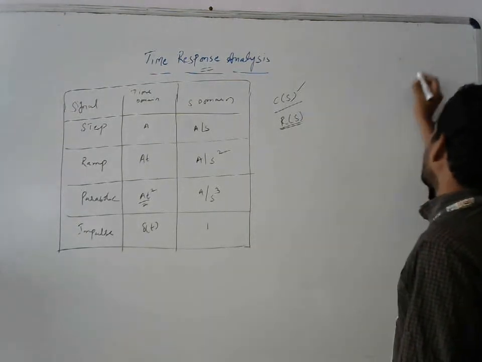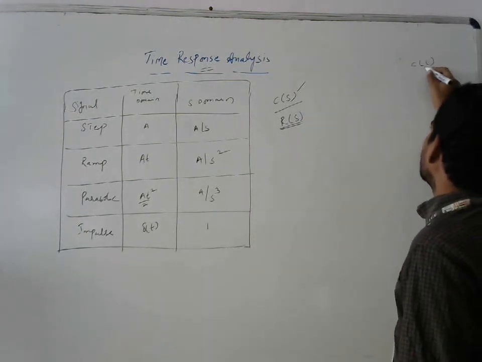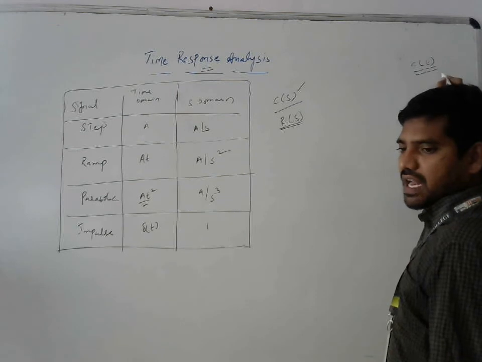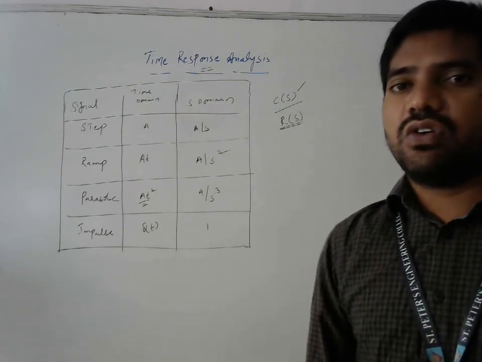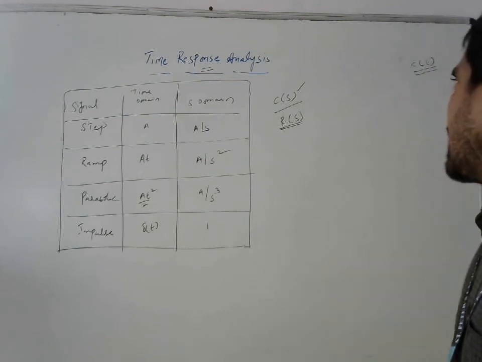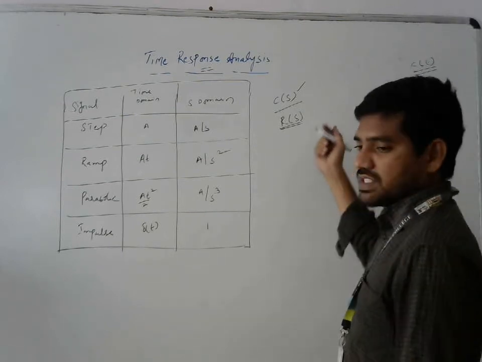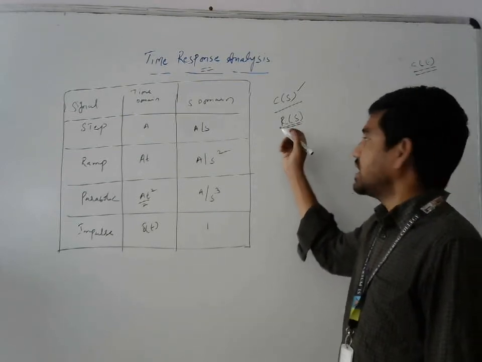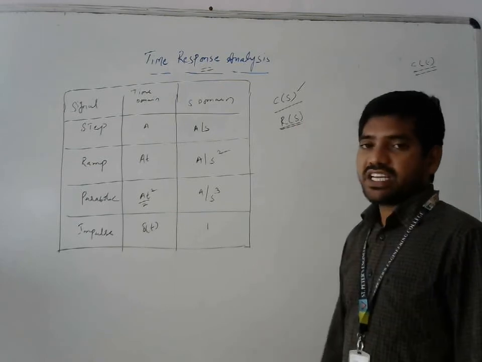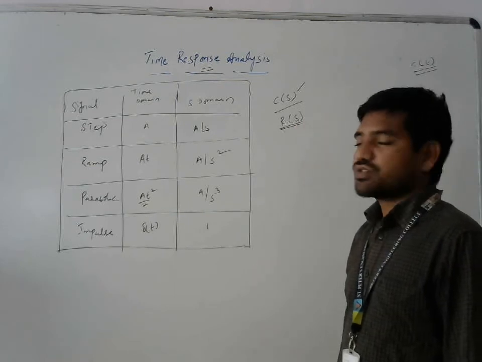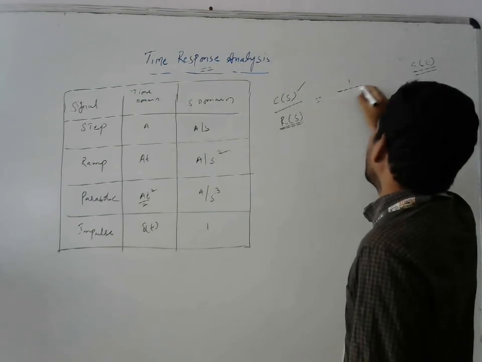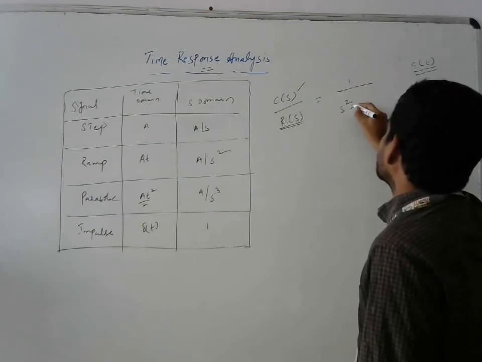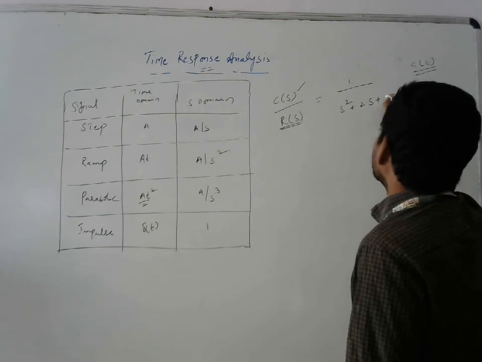Why? Because once you know the C of t value, only then can we find the C of S value. If you don't know the C of t value, then we find C of S in the S domain. Once you know C of S by R of S, for example, we get 1 by S square plus 2S plus 2.